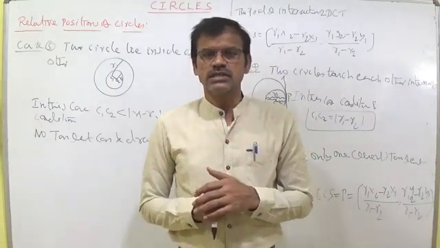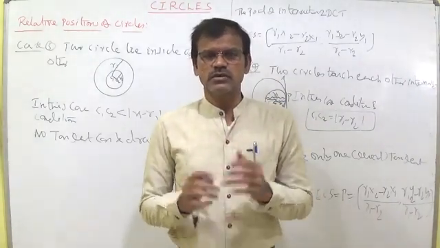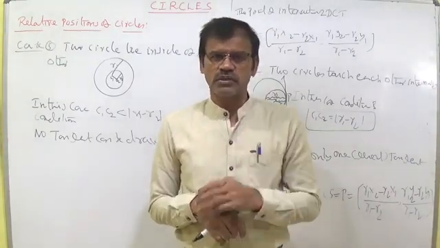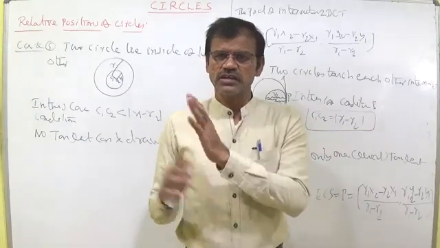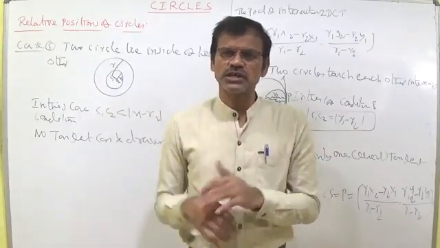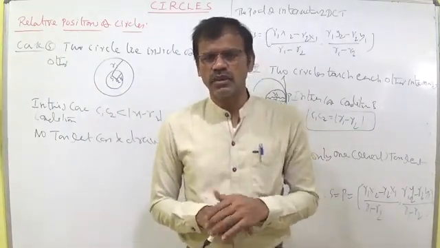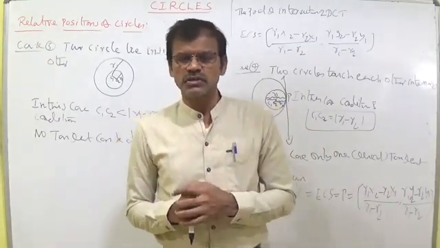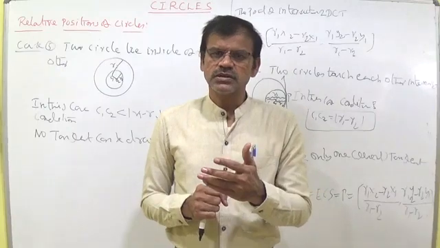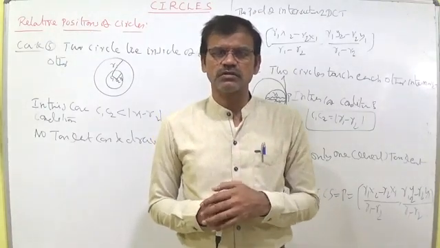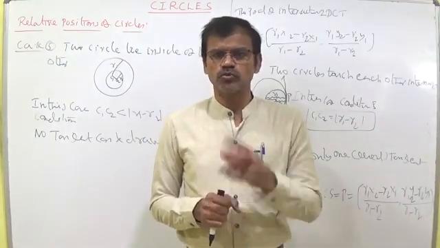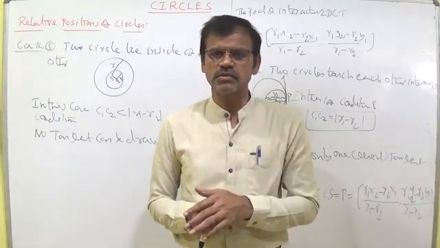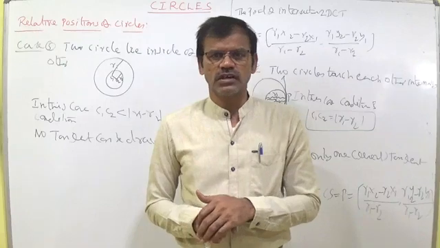Second case: C1 C2 is equal to R1 plus R2. Two circles touch each other externally. 3 tangents can be drawn. So the tangents are reducing as the distance between the two circles reduces. In the third case: modulus of R1 minus R2 less than C1 C2 less than R1 plus R2. Only 2 tangents can be drawn, that too only 2 direct common tangents. There is no transverse common tangent.